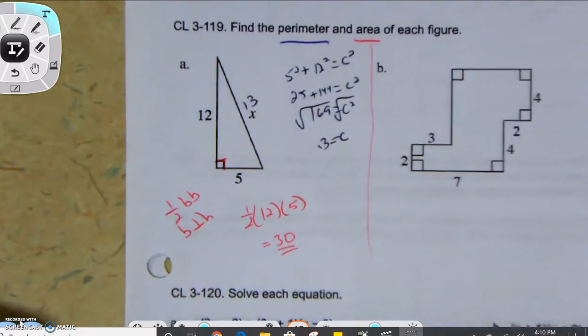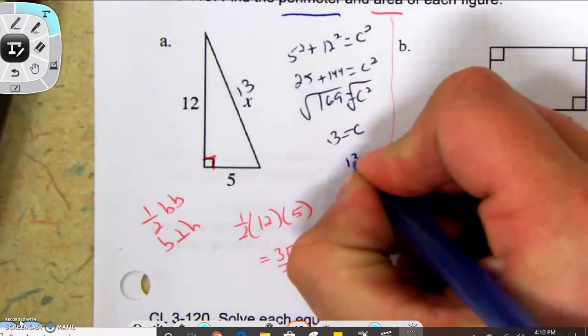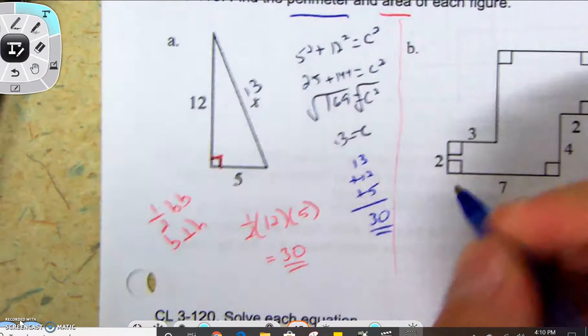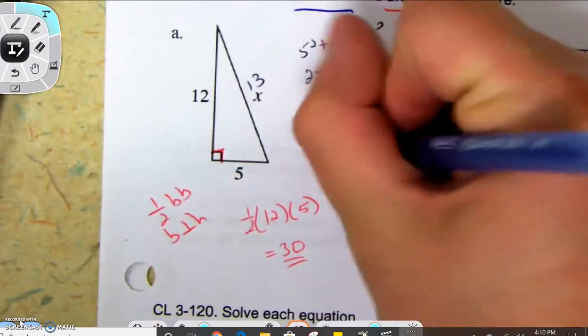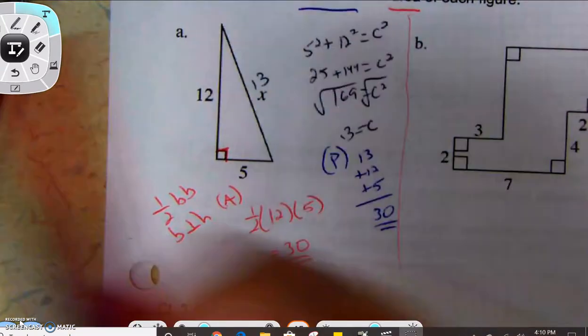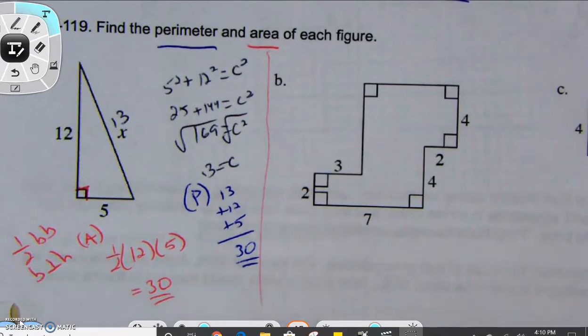So now pretty easy to be able to find our perimeter. We're just adding up all three sides that we have. So 13 plus 12 plus 5, which actually gives us the same thing of 30. So we know that this is our perimeter, and we know that this is our area. So rare occasion where those things equal each other, but I suppose it is possible. So B, perimeter and area.